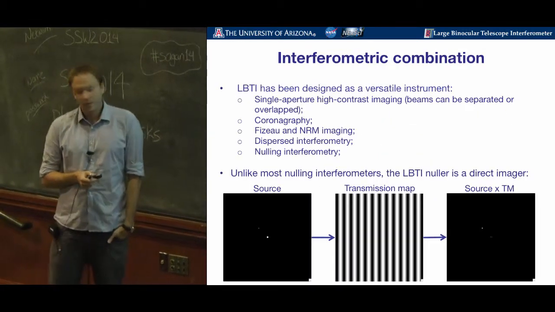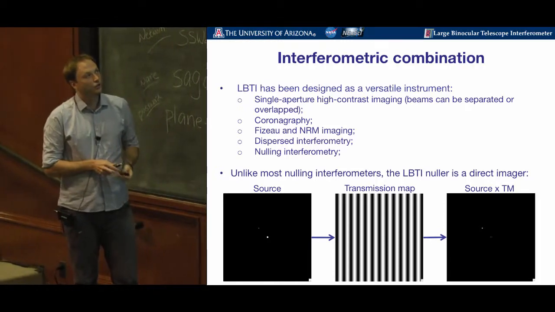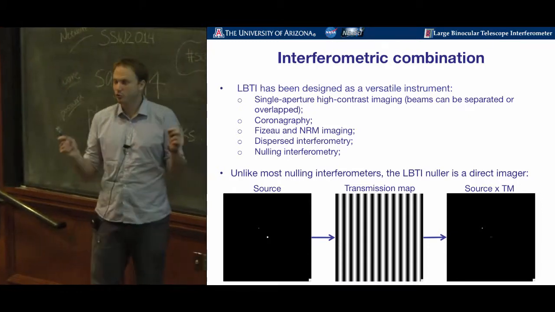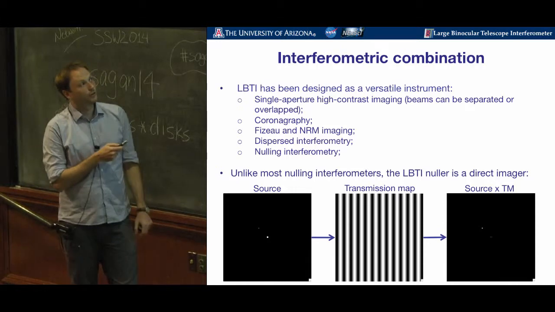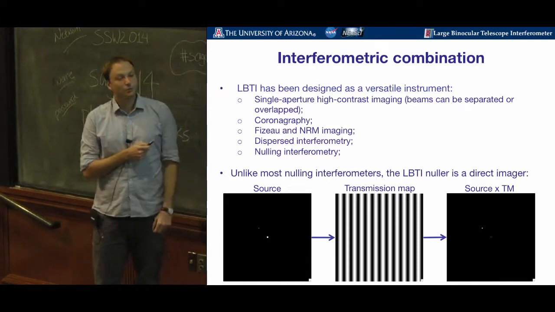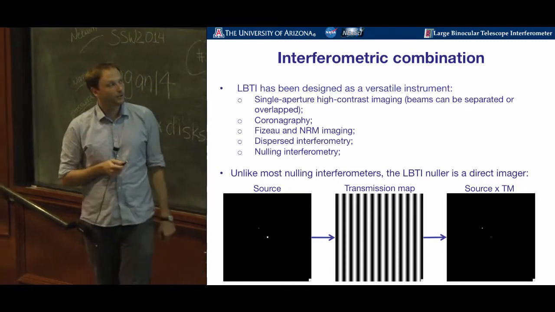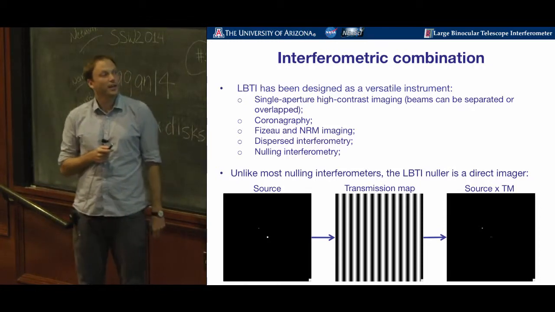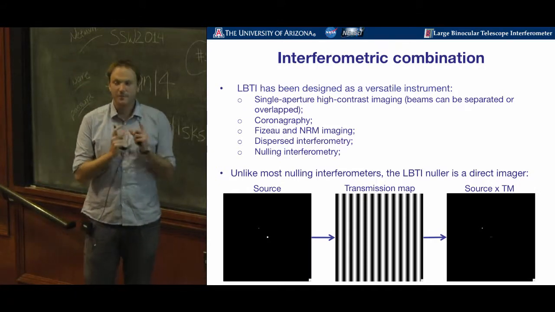So the interferometric combination with the LBTI, as I said, there are many options. We can do no interferometry at all, separate the two beams on the same camera and do regular AO imaging. We can do coronagraphy, we can do pupil-plane and NRM imaging. We can do dispersed interferometry, we have many grisms, or we can do nulling interferometry. And unlike most nulling instruments, the LBTI nuller is a direct imager. So we have an image on the detector.